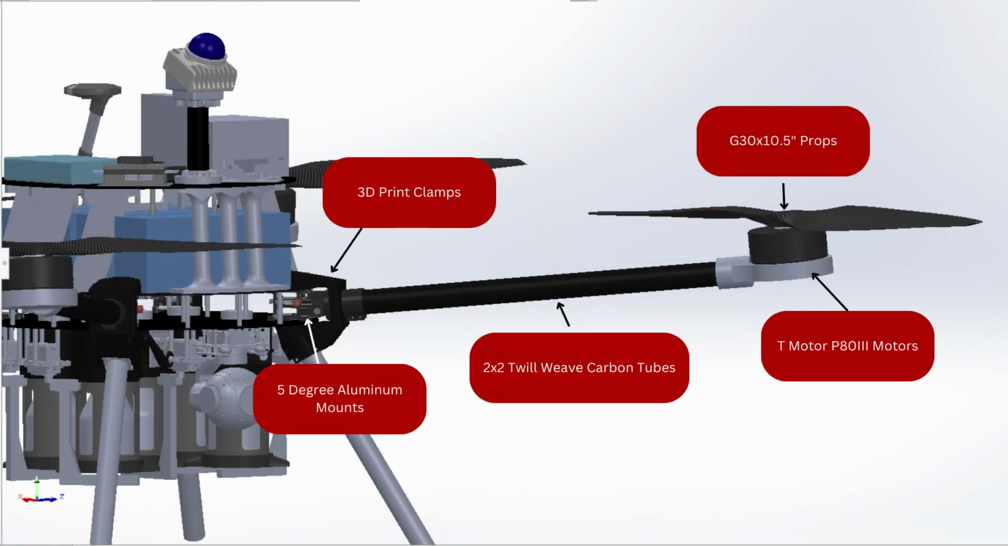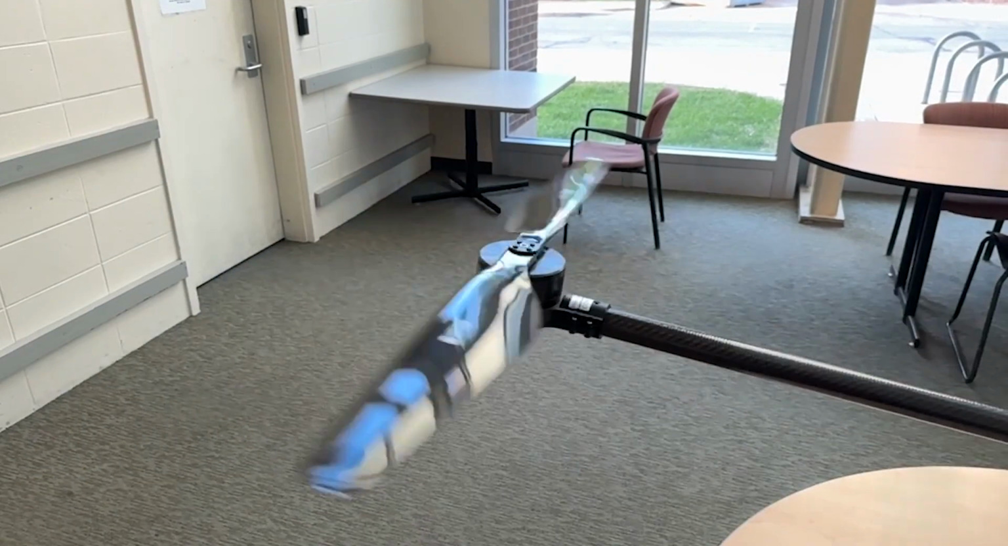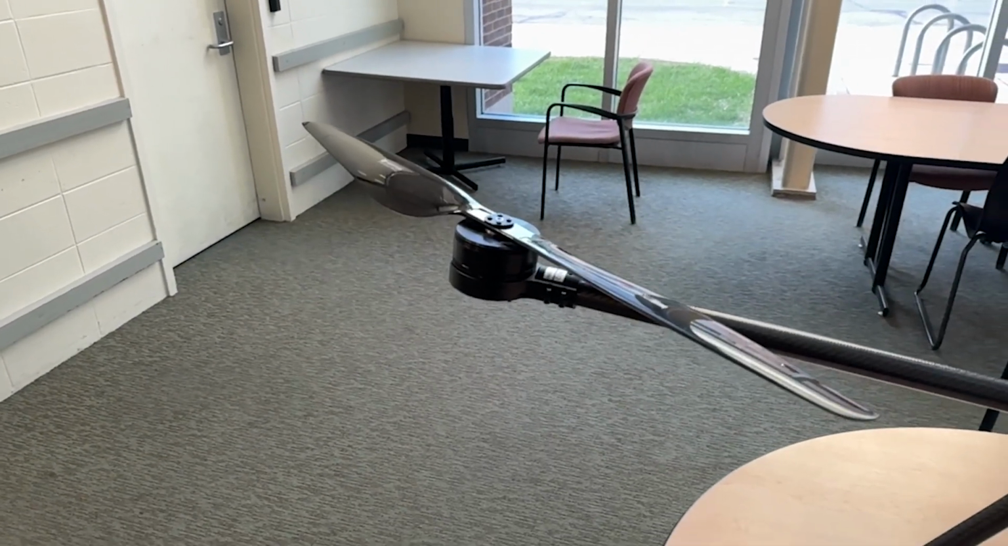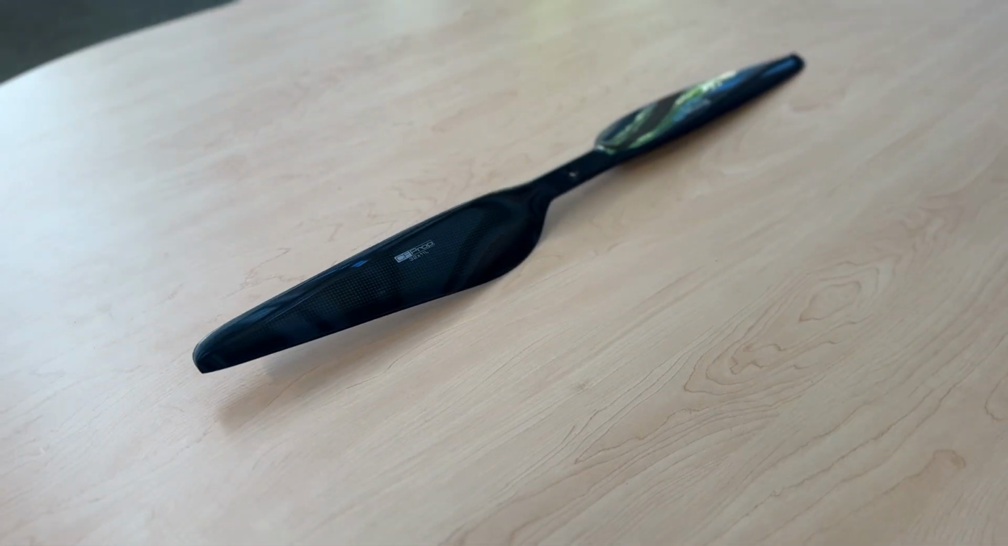The arms were connected via aluminum mounts angled at 5 degrees. This angle was introduced to put our center of gravity below our center of thrust. This mitigated stability loss in forward flight, something we struggled with last year. Additionally, these components were double supported via 3D printed clamps to ensure minimal vibrations were recorded by the flight controller from these clamps. The quadcopter uses T-Motors P83 motors coupled with G30 by 10.5 inch props.